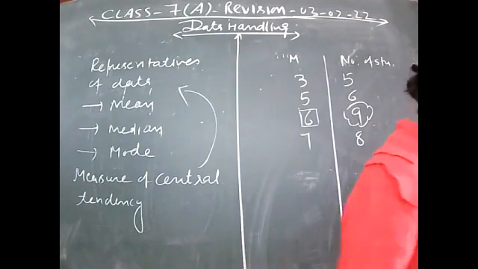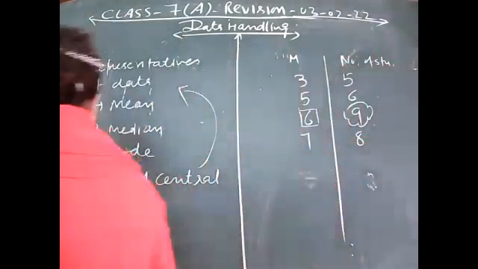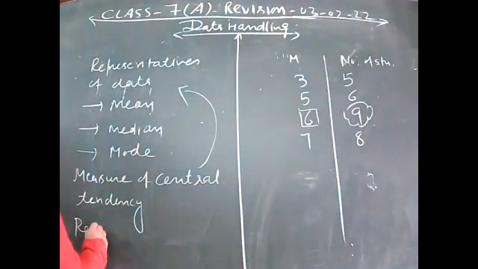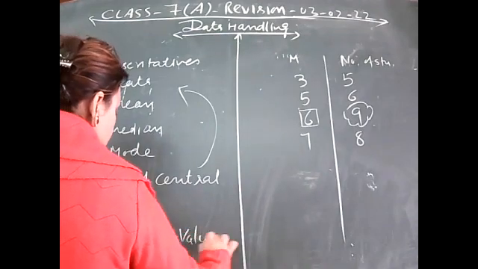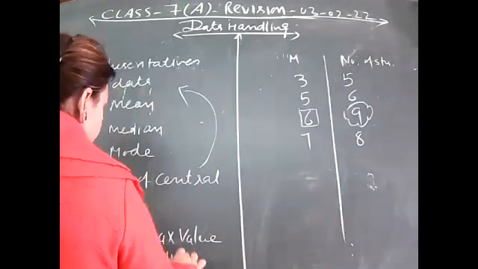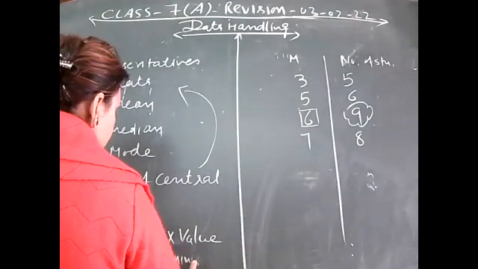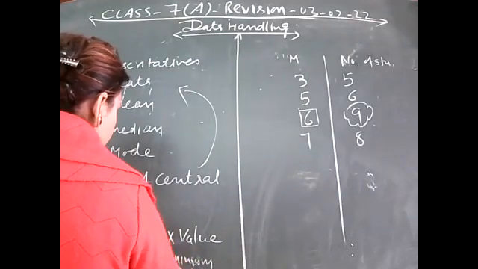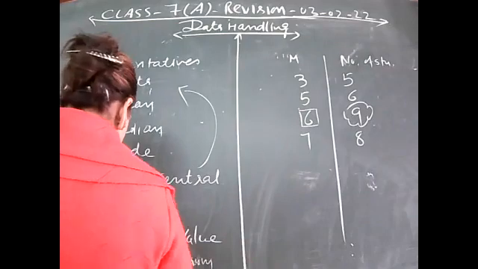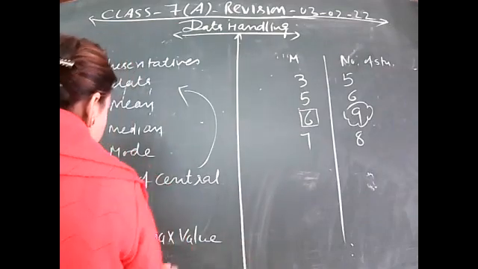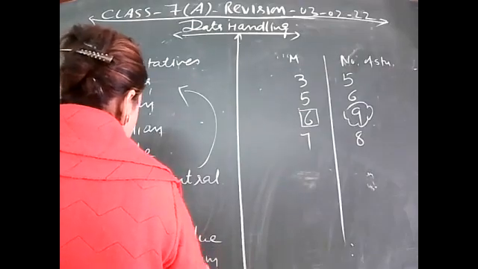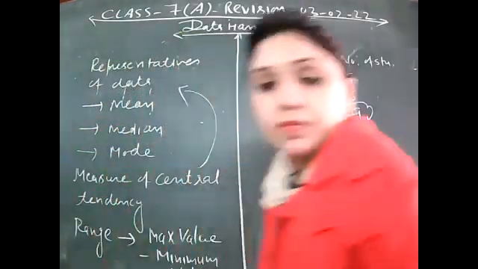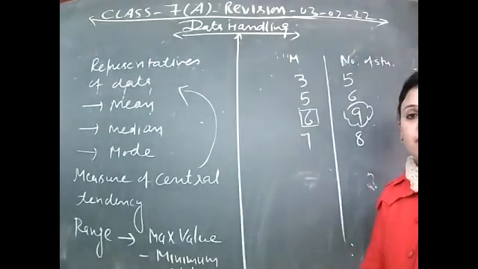One more thing we have discussed is the formula for the range of data. Range is equal to the maximum value minus the minimum value. This is the formula for the range of the data.